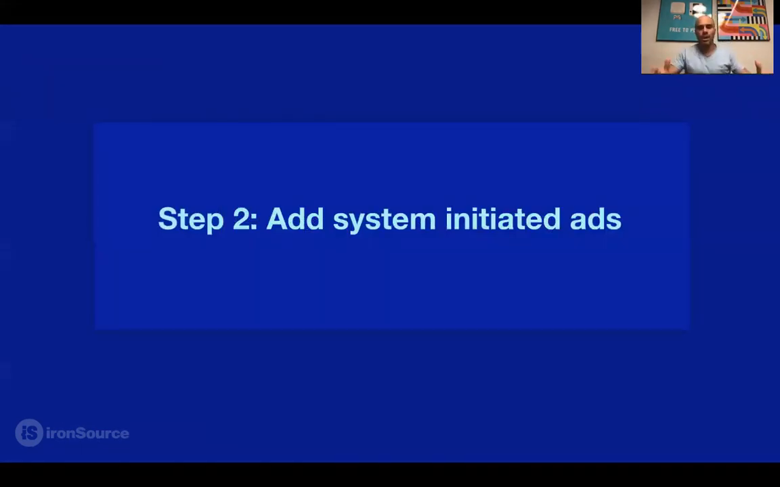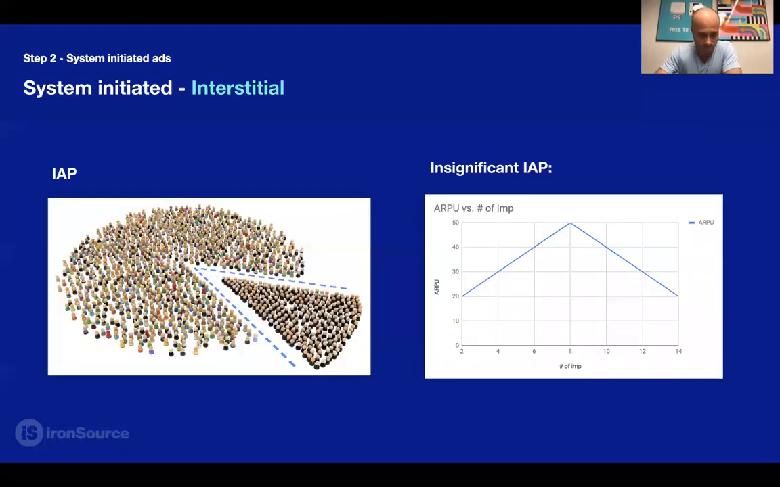Then after you added rewarded ads, and you understand what your new metrics, your new benchmark for retention, for LTV, for ARPDAU are, then move and add system-initiated ads. Now, here again, just like for user-initiated ads, you need to ask whether you are an IAP game or an insignificant IAP game. If you are an IAP-based developer, then usually adding interstitial is not the best move for you, because the price that you are going to pay for hurting the UX, the retention, etc., and probably hurting your IAP doesn't justify the ARPDAU that you are going to get from interstitial.